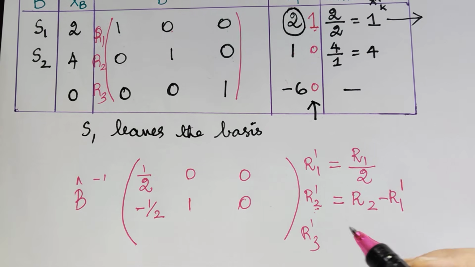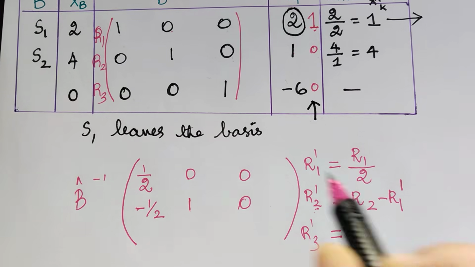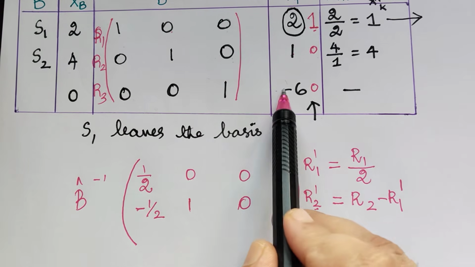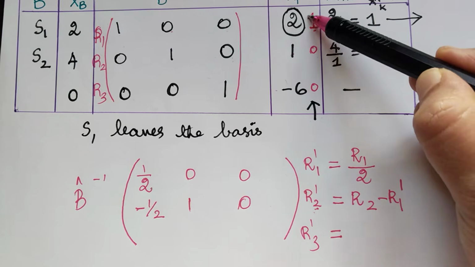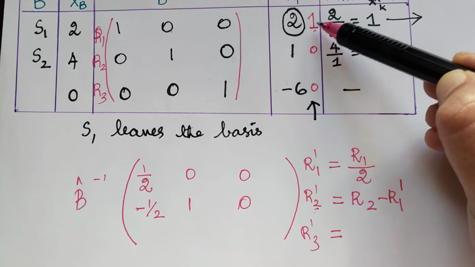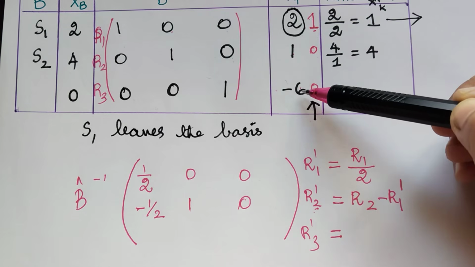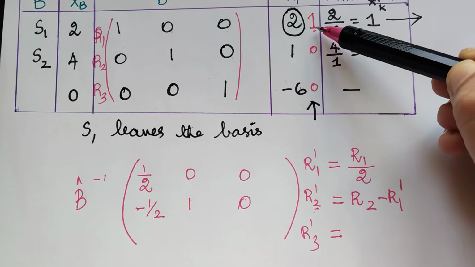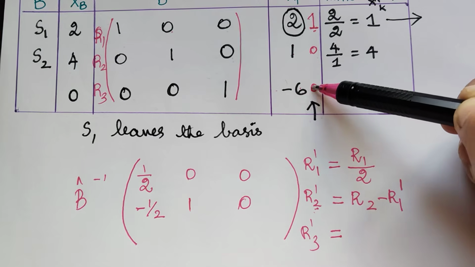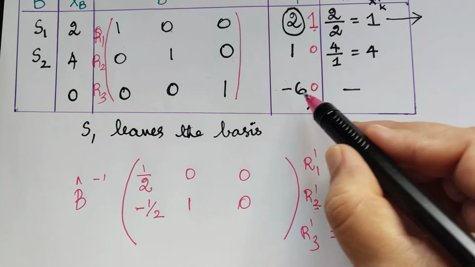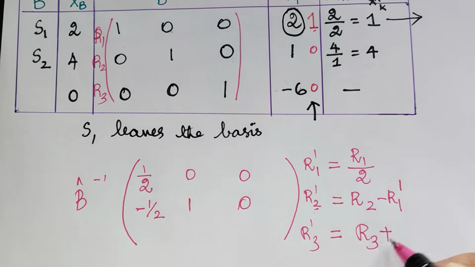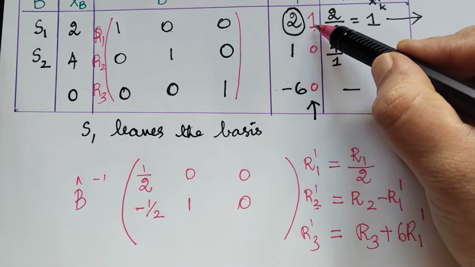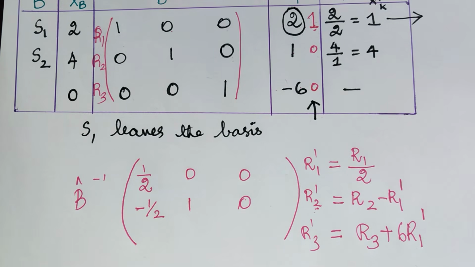Next we have to find R3 dash. Now this is R3, so minus 6. We want to make this 0. What we can do is, we have 1 here, multiply this 1 by 6 and add it. Minus 6 plus 6 will give us 0, which will make this 0. So what are we doing actually? R3 plus 6 multiplied with R1 dash. This new one is R1 dash.